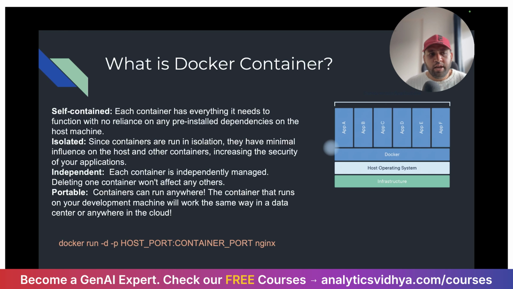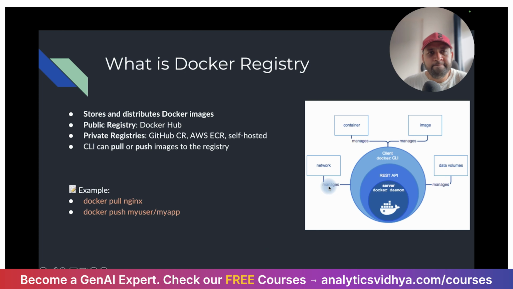How do you run an image? You just use the docker run command and define the port. Let's say, as I discussed, if you have to run it on a specific port and you want to open that port, you can define the port mapping, then define the image that you want to run, and it will run that.